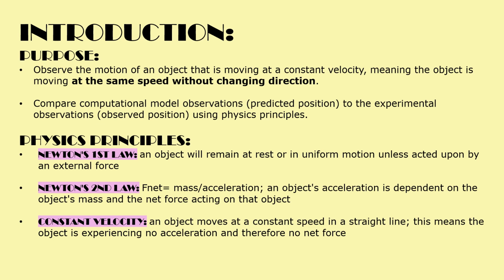The purpose of today's lab is to observe the motion of an object that is moving at a constant velocity, meaning the object is moving at the same speed without changing direction. We're going to do this by comparing computational model observations to the experimental observations using physics principles.